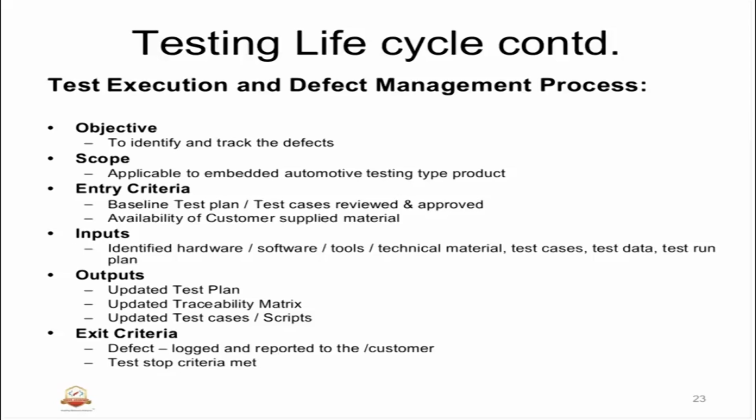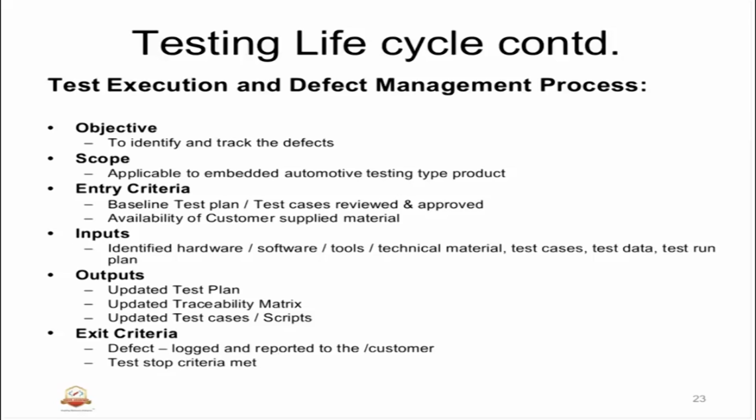The previous cycle, usually it will be a previous cycle exit. The output will be an entry criteria here. Test cases reviewed and approved. Baseline test plan. Availability of customer supplied material. Because I need to execute on the end target, definitely I need to have it as a target based testing system. So definitely we are going to have the required material as per the plan.